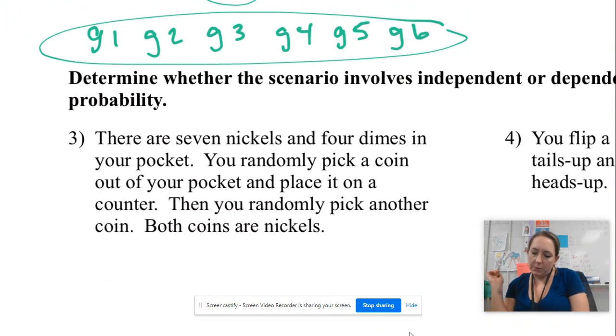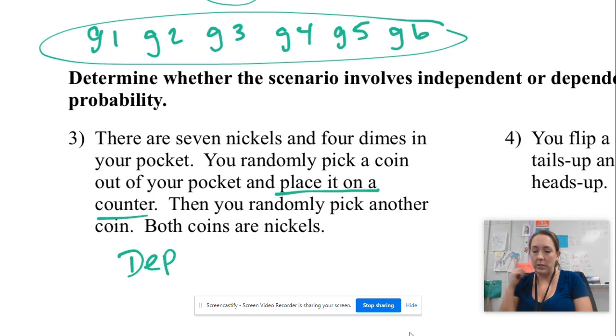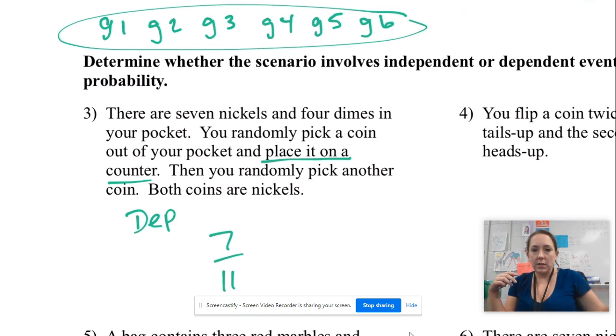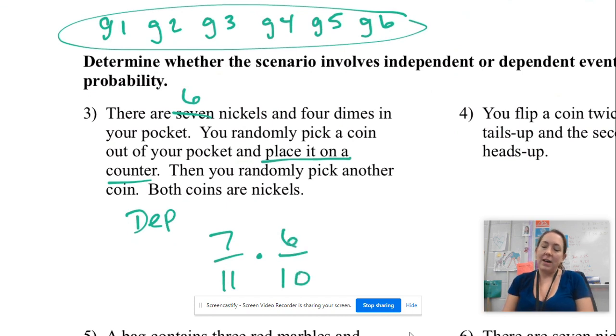There's nickels and dimes. You randomly pick a coin out of your pocket and you place it on the counter. That means you did not put it back, so it is dependent. The reason this is tricky is because you are finding the probability that both coins are nickels. The probability that you get a nickel the first time is 7 out of 11. But you've taken a nickel out and placed it on the table, so instead of having 7 nickels, you now have 6 nickels. So the probability of getting a nickel the second time is 6 out of 10 because now there's only 10 coins left because one of them is gone.